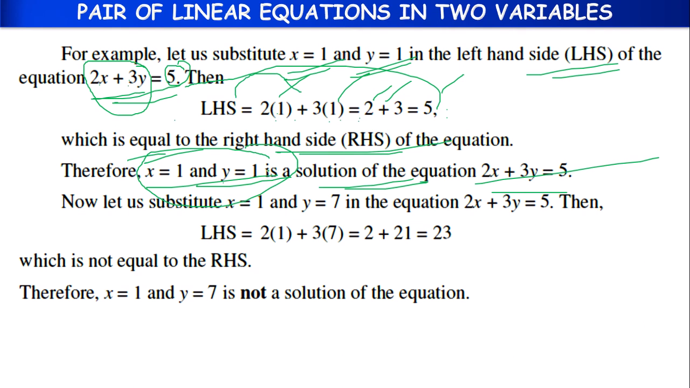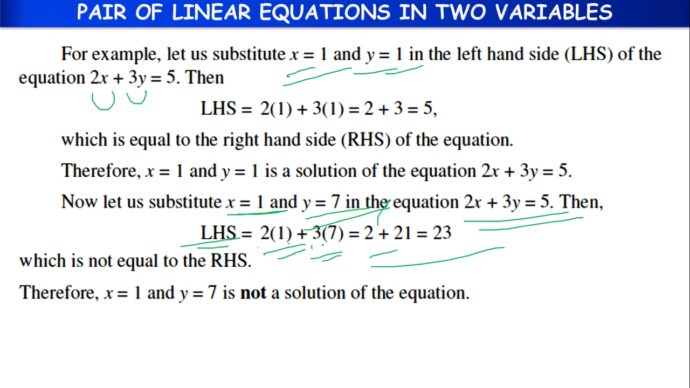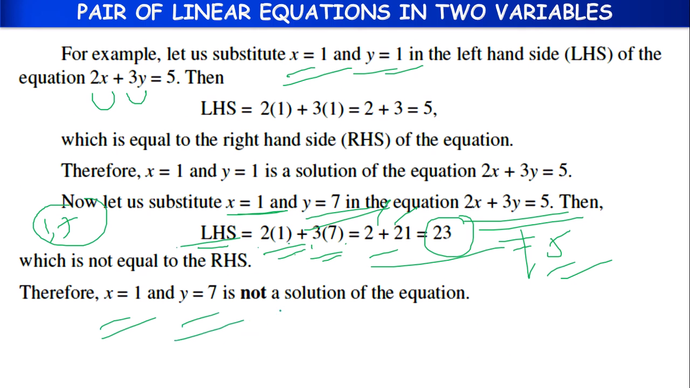In the same way, if we substitute other values like x equal to 1, y equal to 7 in the equation, then what about LHS? 2 into 1 plus 3 into 7, that is 2 plus 21, which is equal to 23, which is not equal to RHS. So 1 comma 7 is not a solution of the equation. So x equal to 1, y equal to 7 is not a solution of the equation.